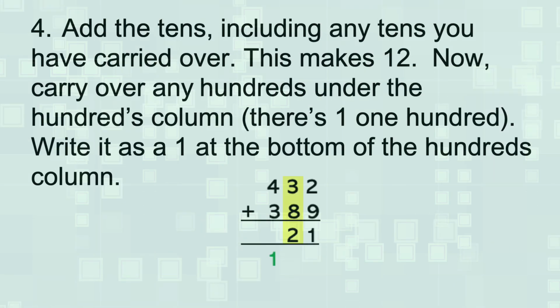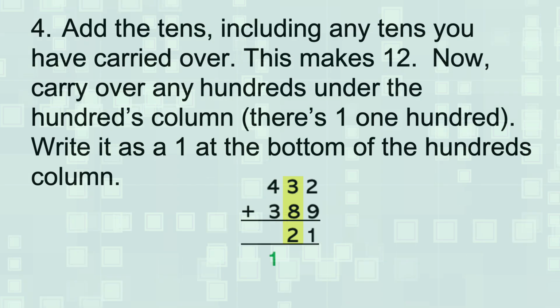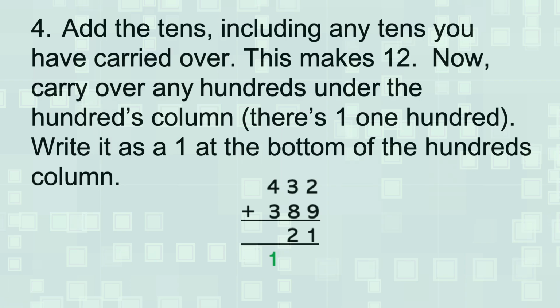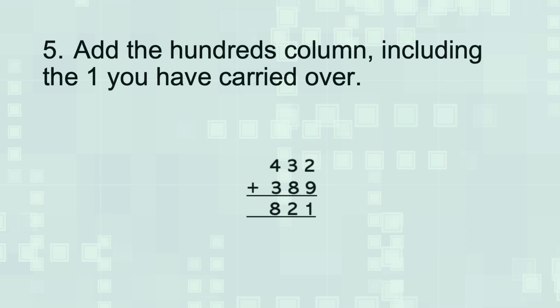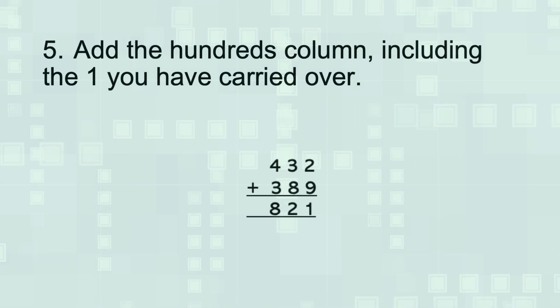4. Add the tens, including any tens you have carried over. This makes 12. Now carry over any hundreds under the hundreds column. There's 1 hundred, and write it as a 1 at the bottom of the hundreds column. 5. Add the hundreds column, including the one you have carried over.